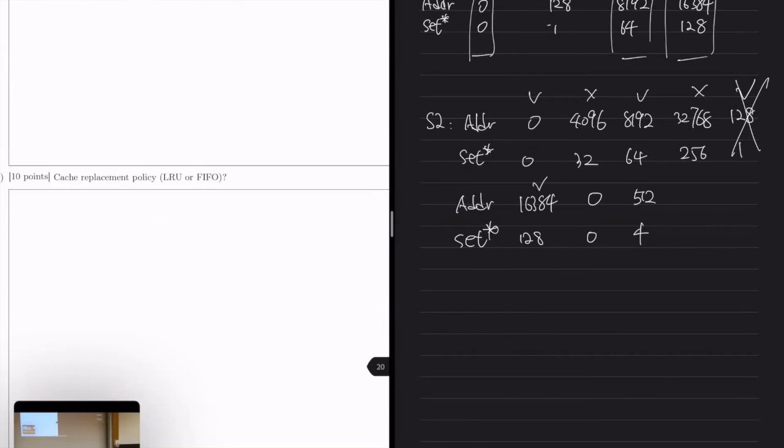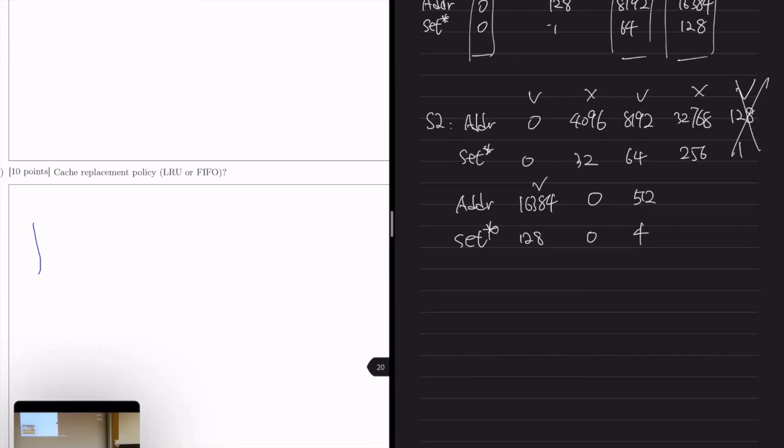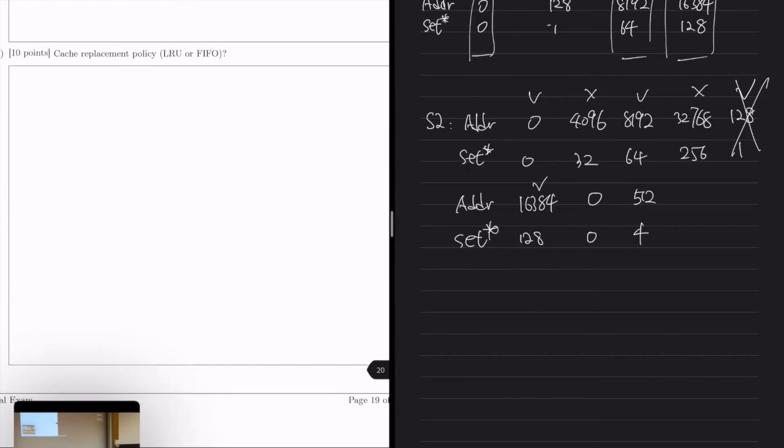Yeah, and then for the third question, sorry, for the replacement policy. So we already know that our cache block is 128 bytes. The associativity is 4-way.